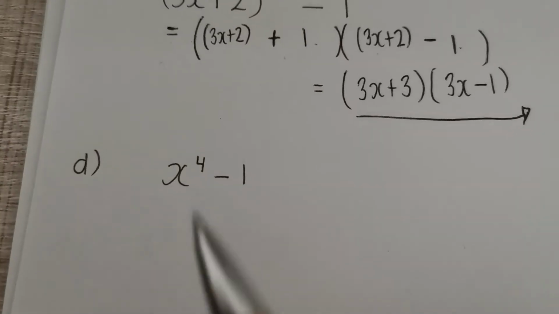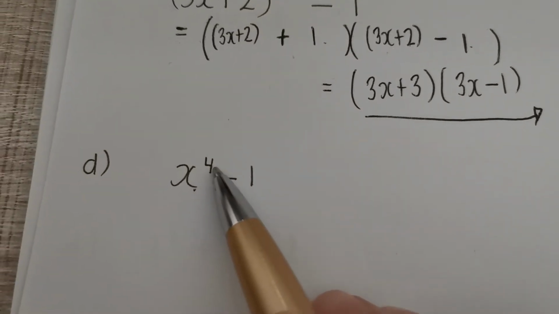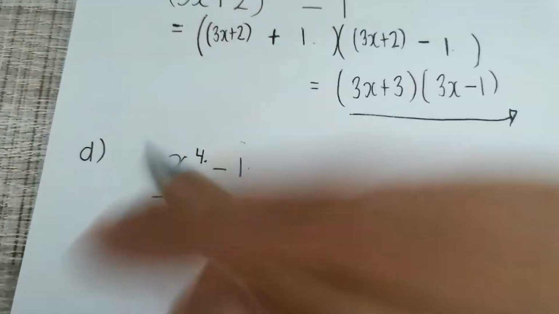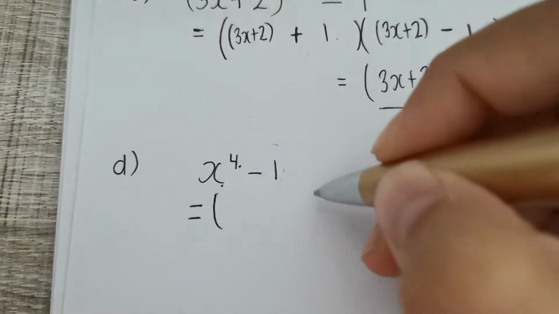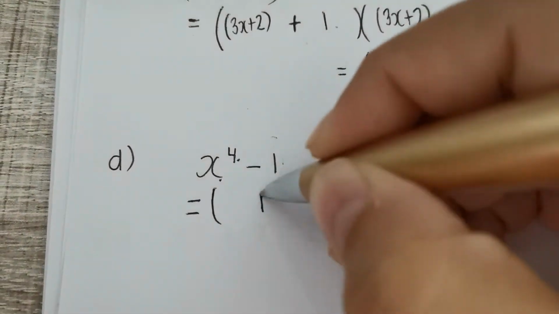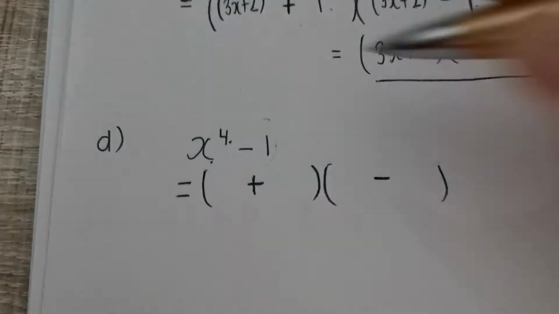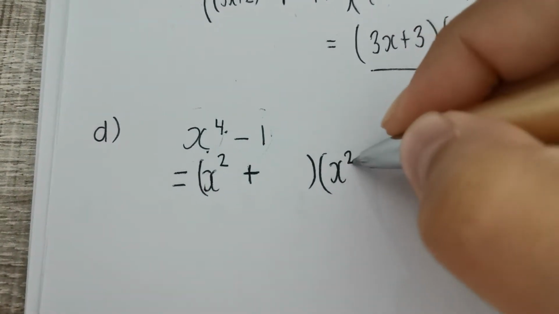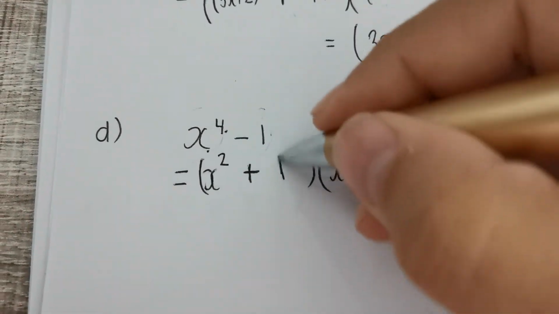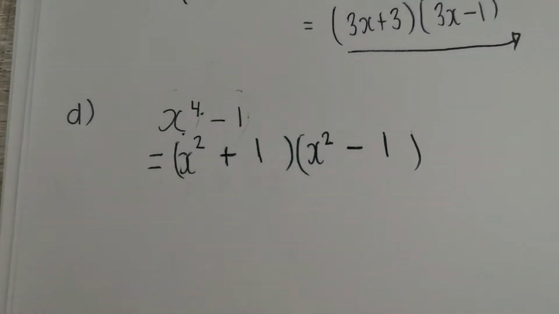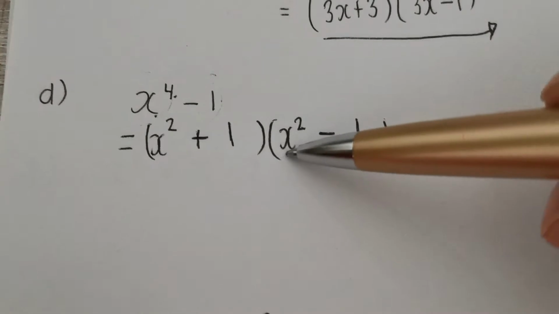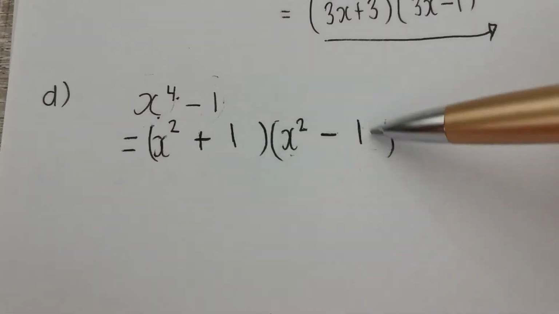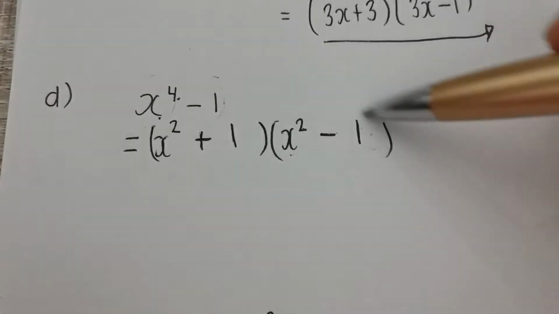This one over here, can you see? X to the power 4, even number, so it's a perfect square. Let's factorize. Two brackets, one with a plus, one with a minus. Square root of this, it's x to the power of 2, x to the power of 2. Square root of 1, 1, 1. Okay, trick question. This x squared minus 1, can you see it has a difference of two squares?